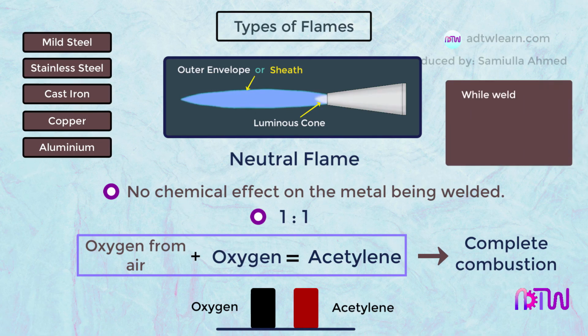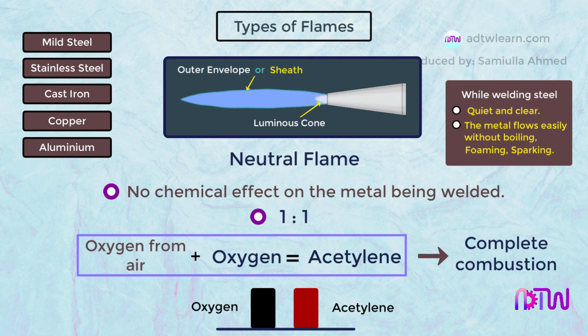When welding steel with this flame, the molten metal puddle is quiet and clear. The metal flows easily without boiling, foaming, or sparking. In the neutral flame, the temperature at the inner cone tip is approximately 3,232 degrees Celsius, while at the end of the outer sheath or envelope, the temperature drops to approximately 1260 degrees Celsius. This variation within the flame permits some temperature control when making a weld. The position of the flame to the molten puddle can be changed, and the heat is controlled in this manner.